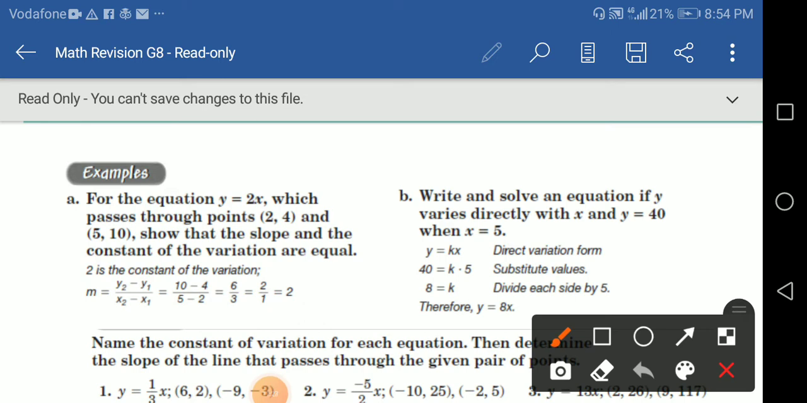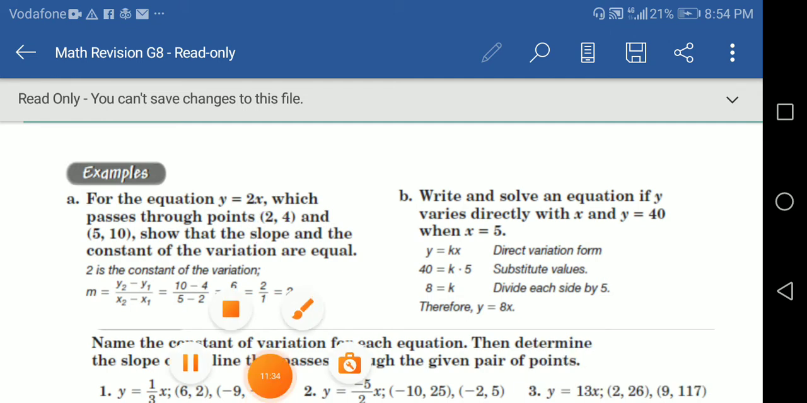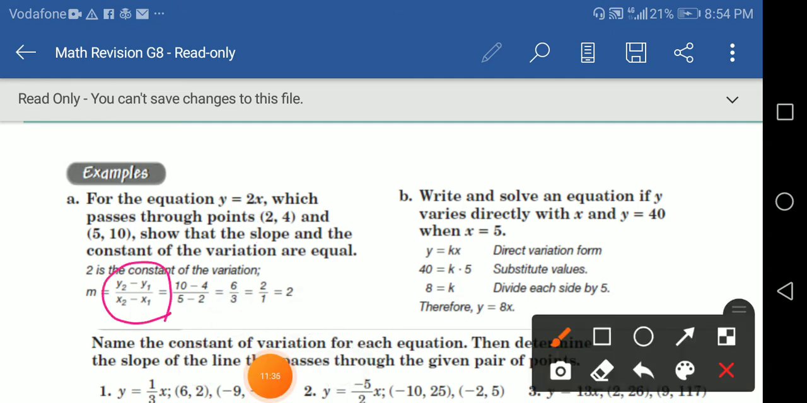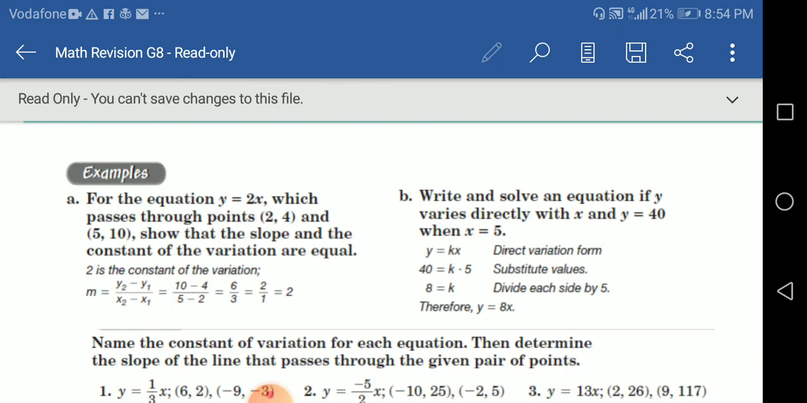So I have here what? He asks me about the slope. So I will get m equal y sub 2 minus y sub 1 all over x sub 2 minus x sub 1. And after getting the slope, it's 2. Here y equal 2x, and the 2 is the constant. Are they equal or not? They are equal. Look, it's very easy.